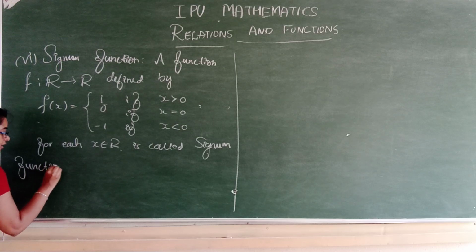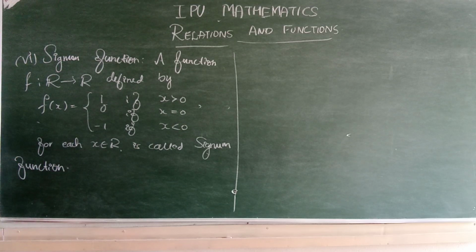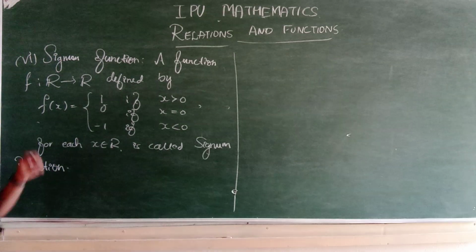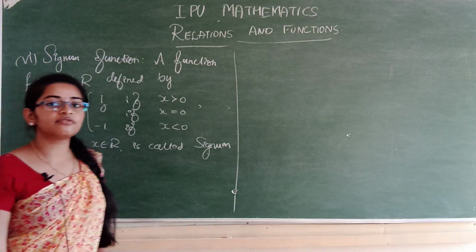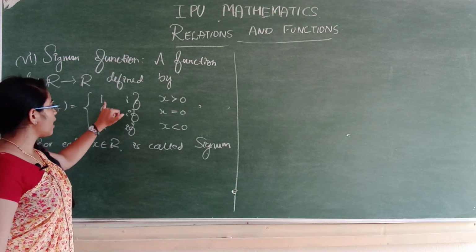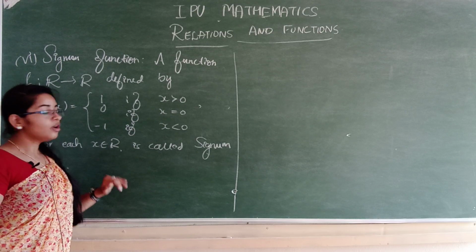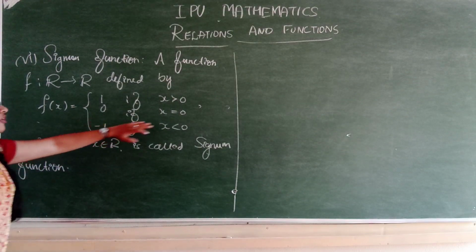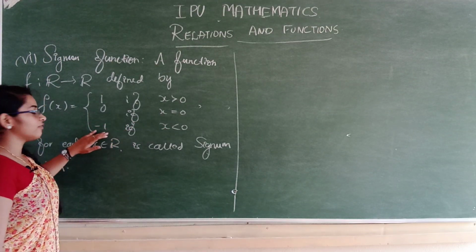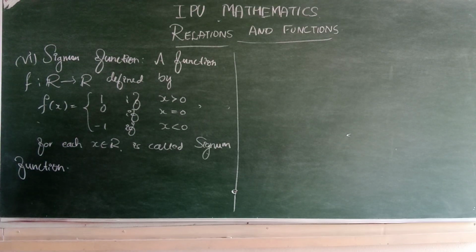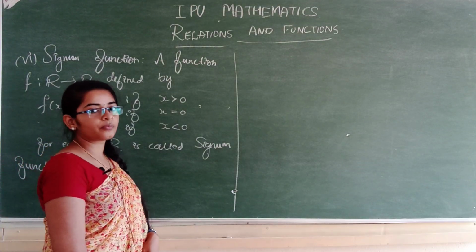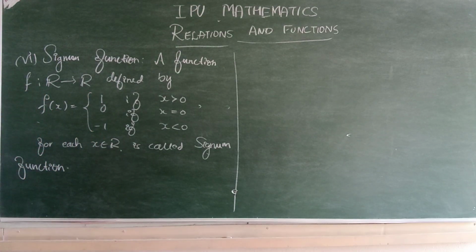Now, see how we can define the signum function. f of x is equal to 1 if x is greater than 0, f of x is equal to 0 if x is equal to 0, and f of x is equal to minus 1 if x is less than 0. This is how the signum function looks like.